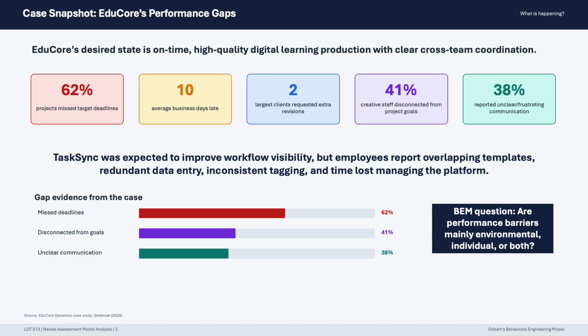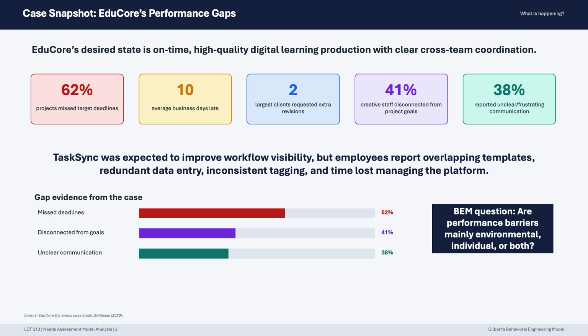EduCore Dynamics wants to deliver high-quality digital learning products on time while maintaining effective communication and coordination across its teams. However, the case shows a substantial difference between this desired performance and the company's current results. Over the past 6 months, 62% of the projects missed their target deadlines by an average of about 10 business days. 2 of the company's largest clients requested additional revisions because of problems with clarity, visual consistency, and brand requirements.